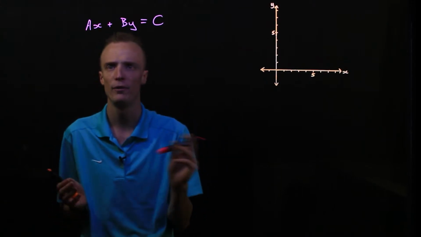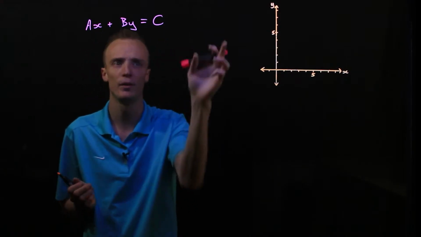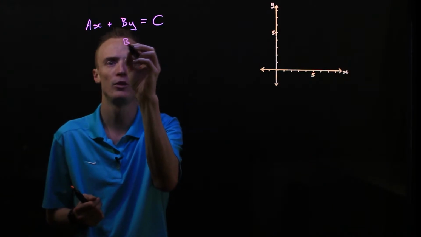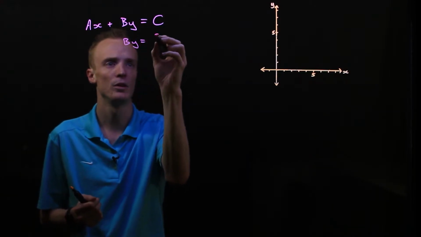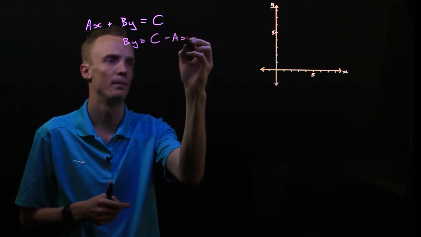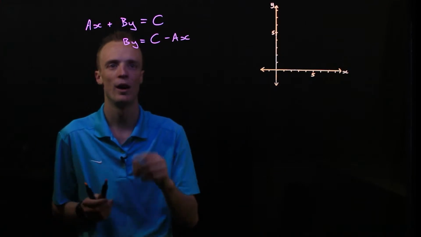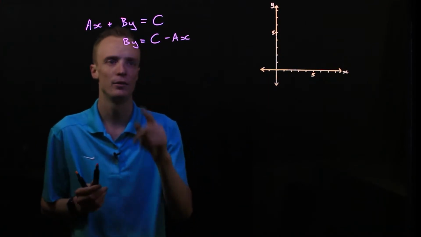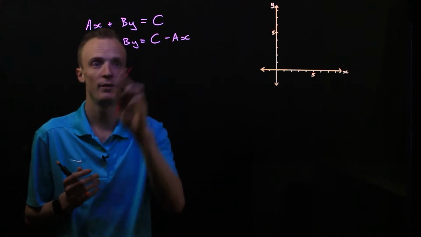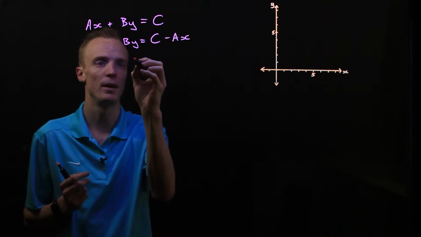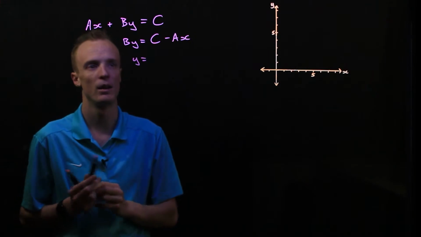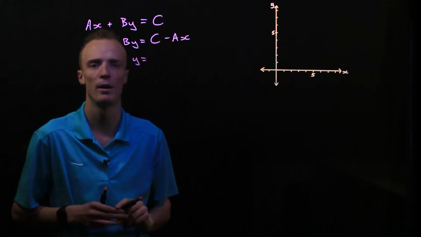Now to do that, the very first thing I'd have to do is to subtract ax from both sides of the equation. So when I subtract ax from this side, it'll leave me with just by is equal to this capital C, subtract my ax to keep it balanced. And then to make y the subject of my equation, I would need to divide both sides of my equation by b. So when I divide the left-hand side by b, it'll just leave me with y equals. And when I divide this right-hand side by b, I'm going to divide each individual term by b.